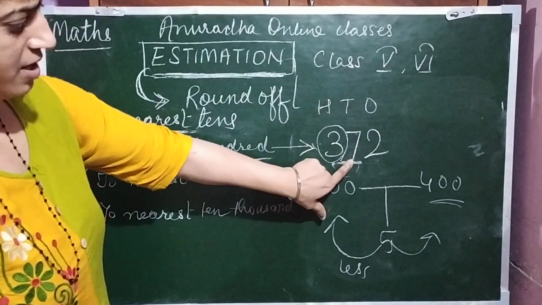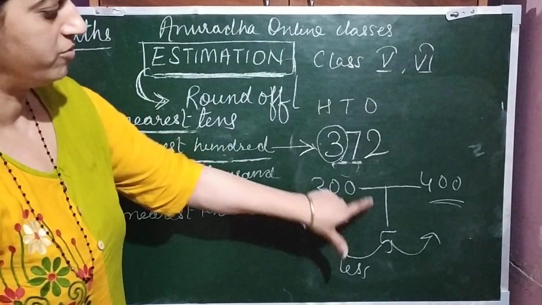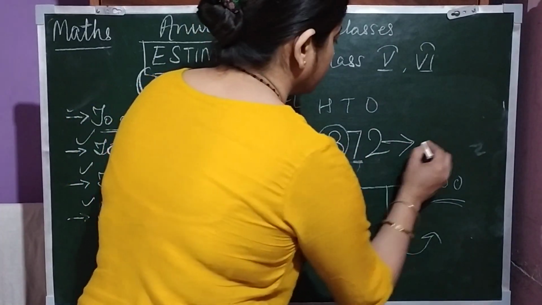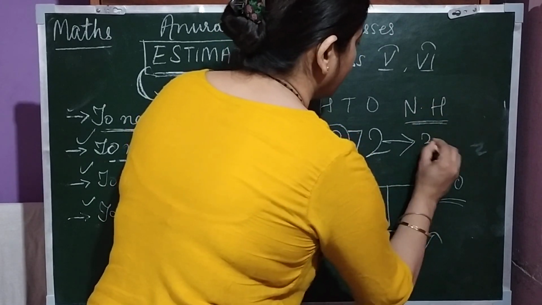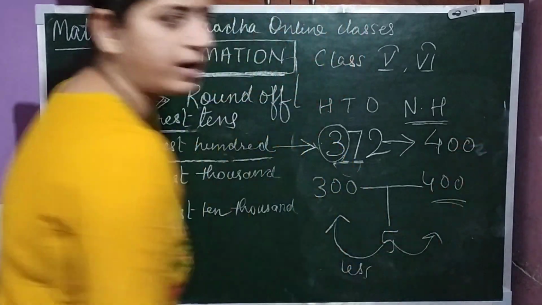Now let us see 7. 7 is less than 5? No, it is more than 5. So that will go to this side. So our answer is what? So nearest 100 is what? Not 300. This is 400.